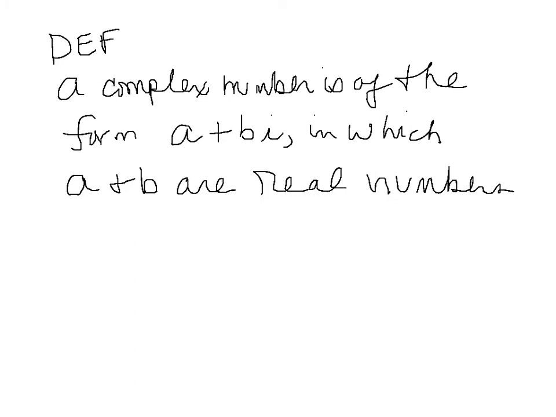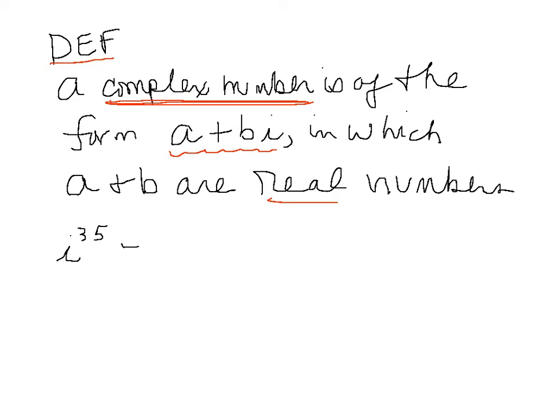So this is the formal definition of a complex number. A complex number is of the form a plus bi, where a and b are real numbers, and i is the square root of minus 1. So what we can look at then, maybe some more interesting powers of i. So we showed that i to the fourth is 1, i to the eighth will be 1, i to the 12th will be 1, i to any multiple of 4 will be 1.